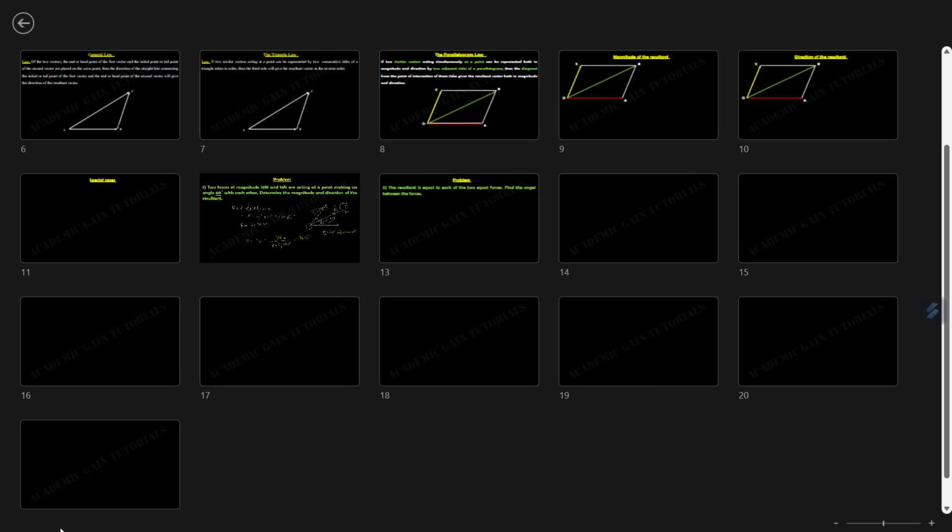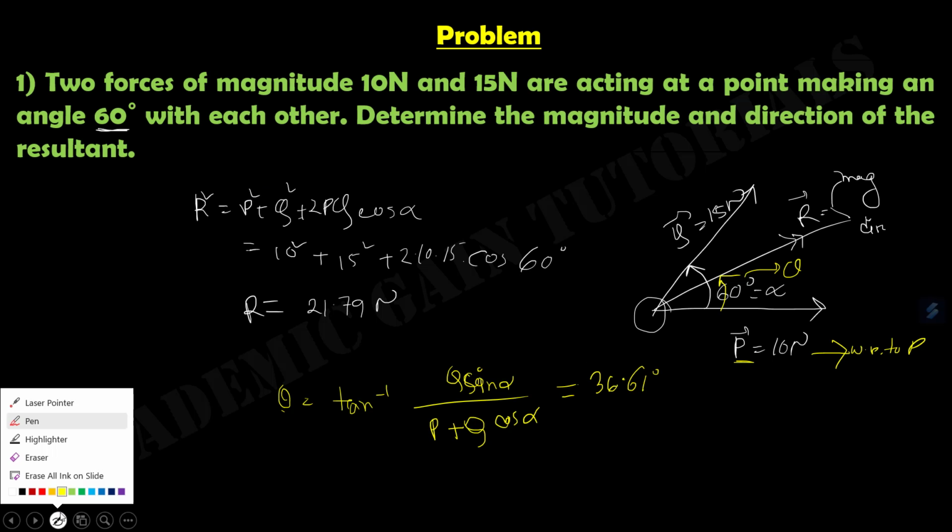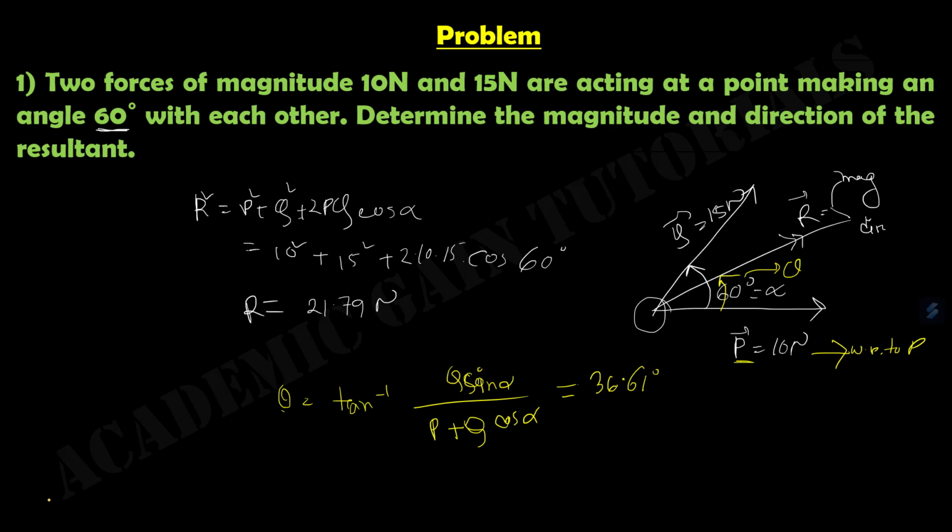Now if I want to calculate the direction with respect to Q, suppose that is beta. Then the formula will be beta equals tan inverse. Now we have to find out with respect to Q, then the P will go in the numerator and Q will go in the denominator, with sin alpha and cos alpha. This is the easiest way to remember the direction with respect to any vector.